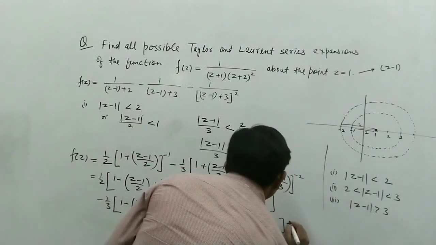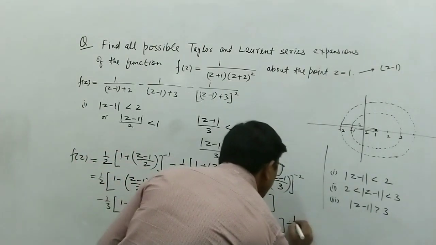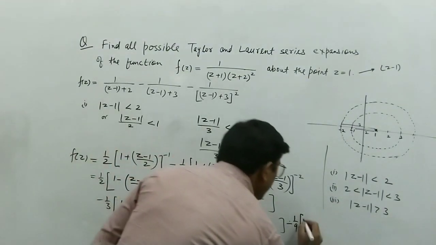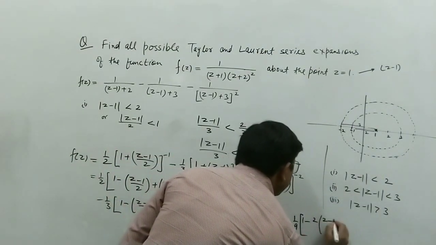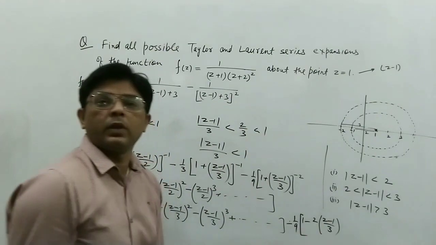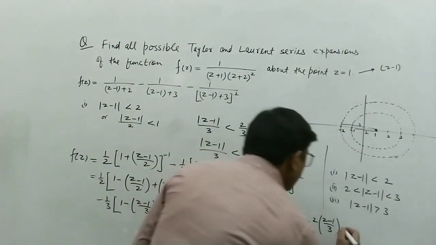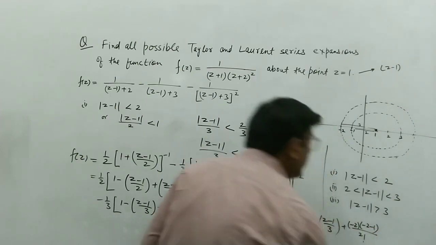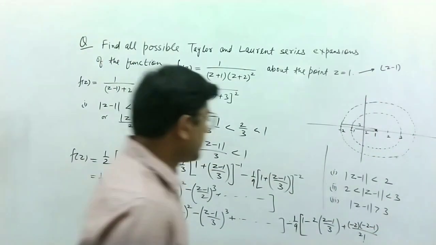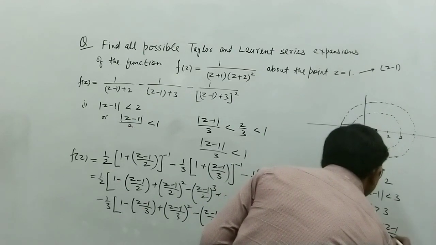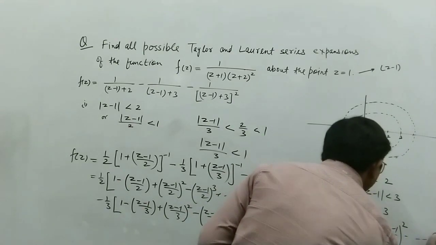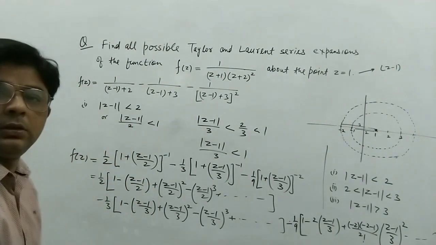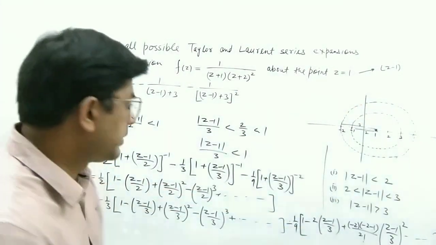So plus minus, this is minus 1 upon 9. Okay. So we have 1 minus 2 z minus 1 upon 3, plus, here it will come, minus 2 minus 1 upon 2 factorial z minus 1 upon 3 square, and so on. We can write some more terms, okay. Due to lack of space I am writing only 2 terms here.